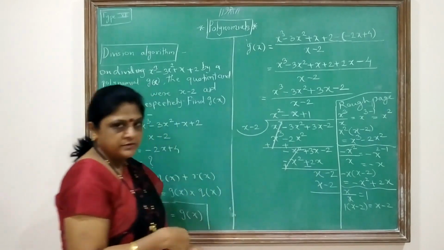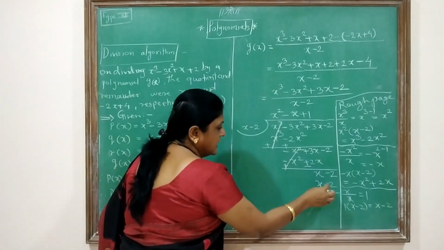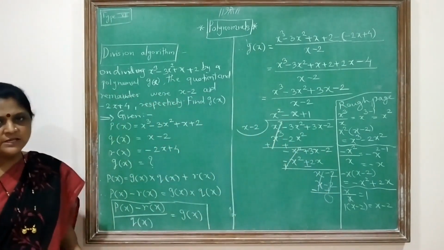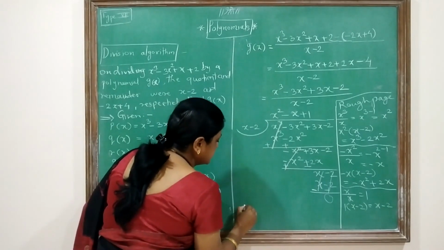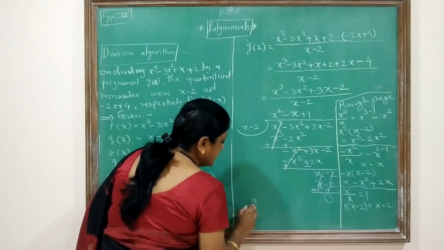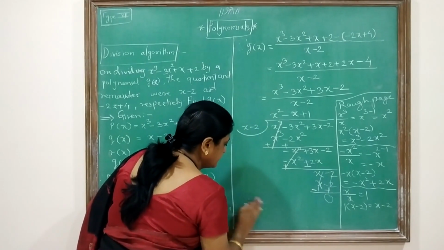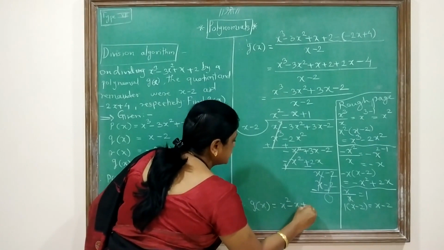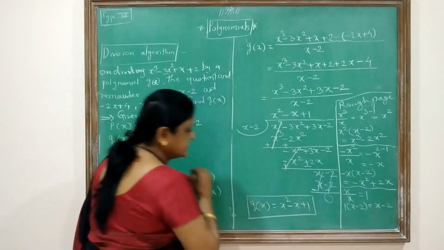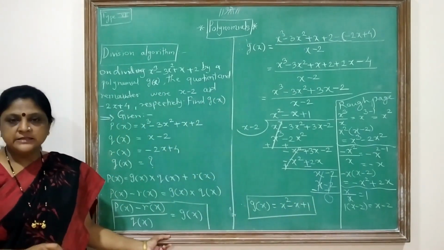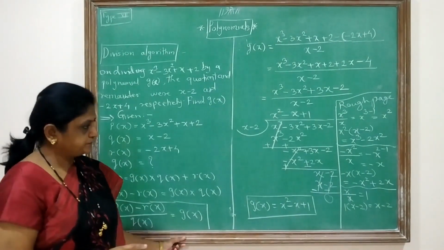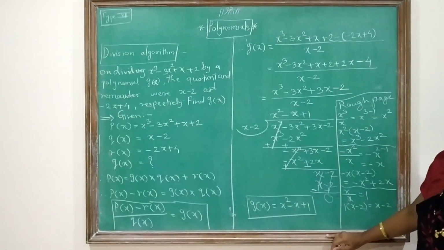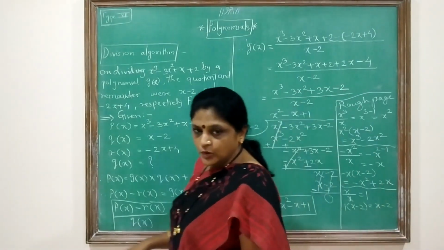Then their sign changes. That is, this plus is converted to minus, and minus is converted to plus. They cancel. Then the remainder is 0. Then what is your g of x? G of x is x square minus x plus 1. And this is your answer. This is called the division algorithm.